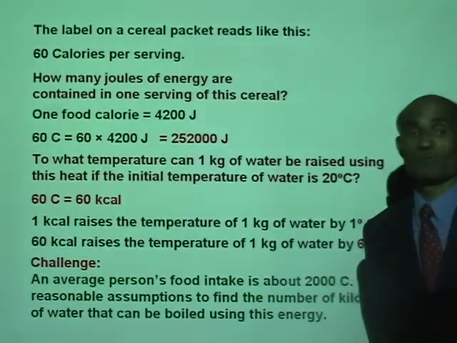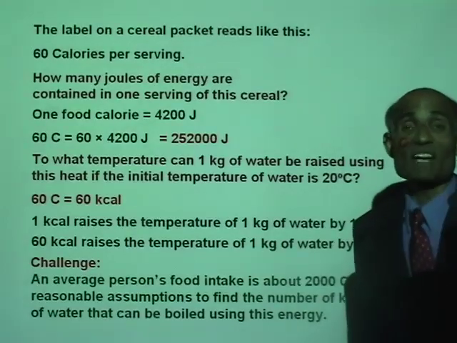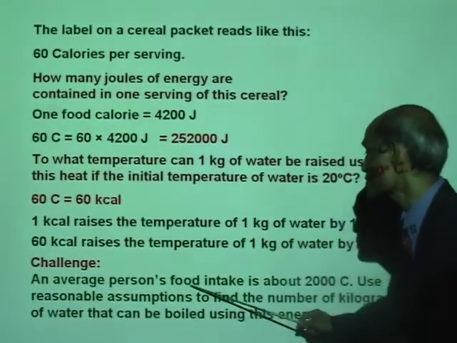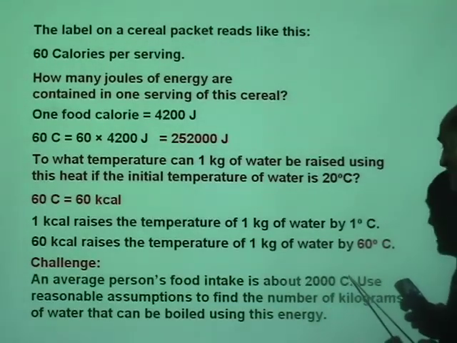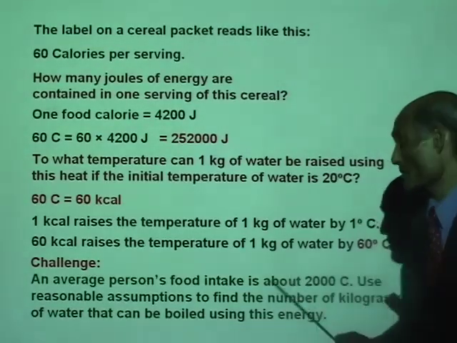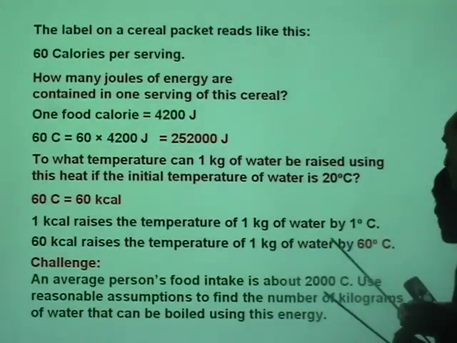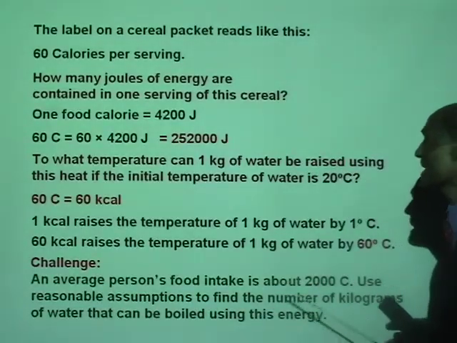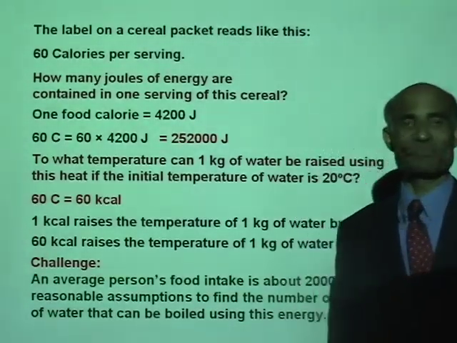Alright, there's a challenge for you. And this challenge, I'm going to give you 3 extra credit points if you can do this. An average person's food intake is about 2,000 food calories. Remember when I write the big C is used for a food calorie. So the average person's food intake is about 2,000 food calories. Use reasonable assumptions to find the number of kilograms of water that can be boiled using this energy.